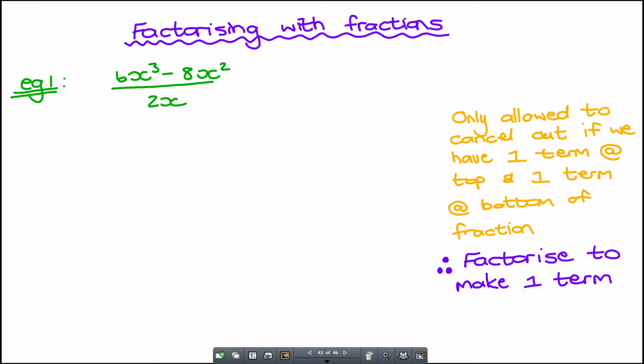Okay, so the top part, 6x cubed minus 8x squared. Can I factorize that? Yes, I can take out a common factor of how much? 2x squared. So if I take out 2x squared at the top, I will have 3x minus 4. The bottom part was already one term, so I can leave it just as 2x. So how many terms do I now have at the top? 1. How did we get it to be 1? We factorized. Do you guys understand?